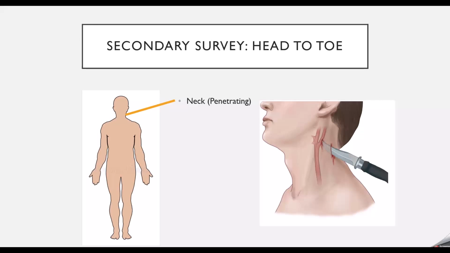Your neck penetrating wounds, these are kind of huge. In order for a penetrating neck wound to occur, it has to get through the platysma, and the platysma is innervated by cranial nerve 7. So if there's a puncture of the platysma, then you know that you are in a penetrating neck wound.